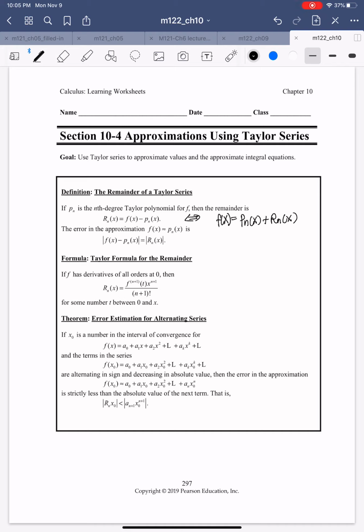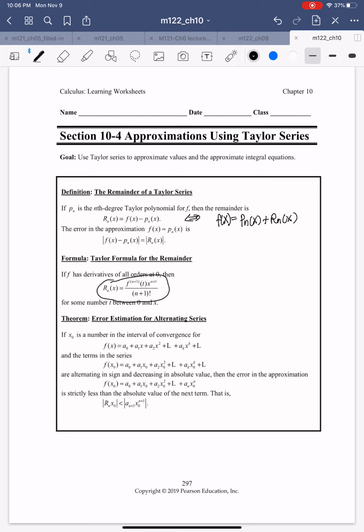So that's the remainder of the Taylor series. You can do it that way, or you can directly find the formula for the remainder term by using the derivative. If f has a derivative of all orders at 0, then the remainder term of the Taylor polynomial is f of the n plus 1 derivative of t, times x raised to n plus 1, divided by n plus 1 factorial, for some number t between 0 and x.